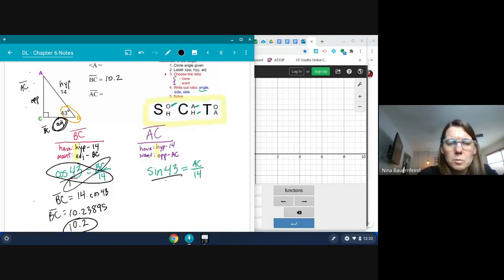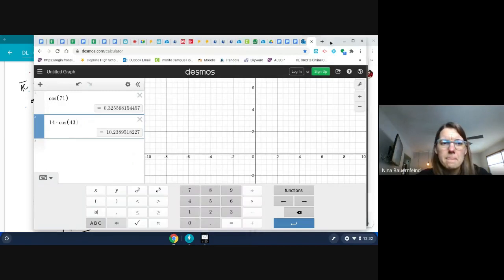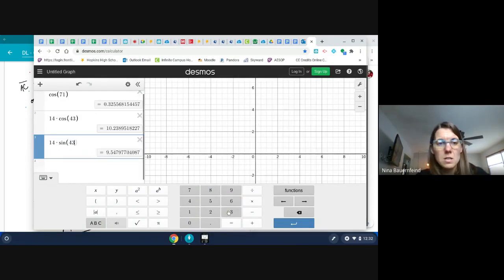So then we cross multiply. AC equals 14 times sine 43. And we type that in. 14 times sine 43. We get 9.547. So since it's 9.54, this is going to be 9.5.